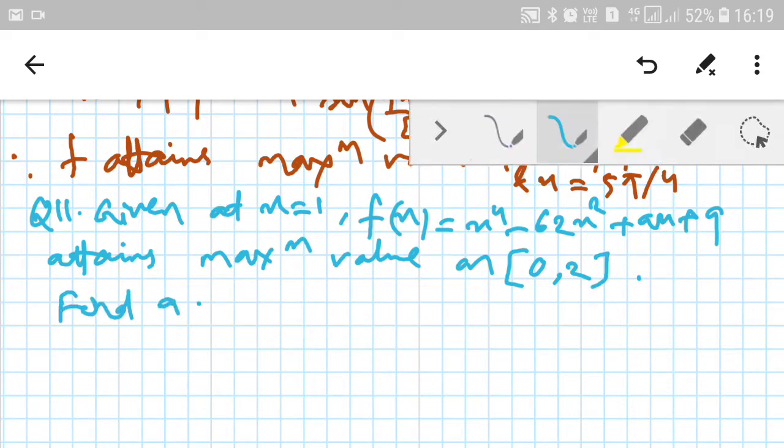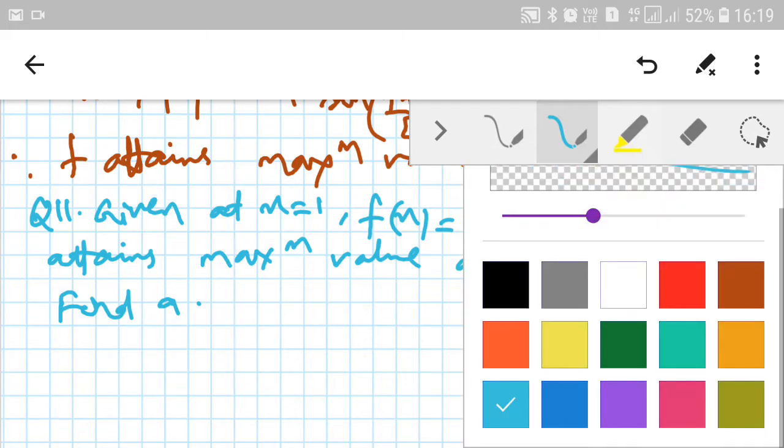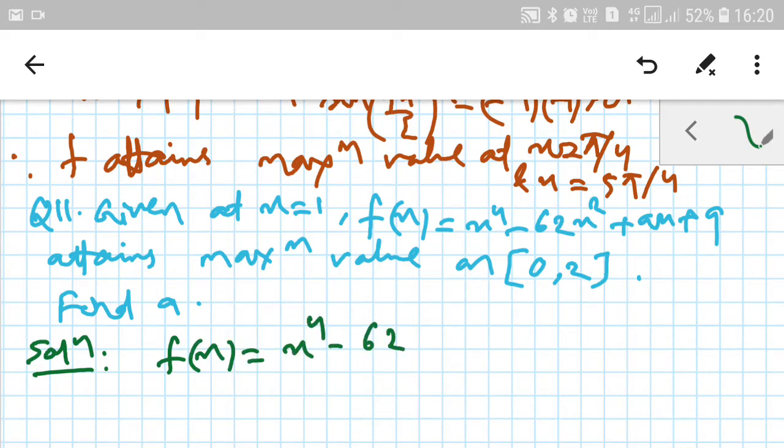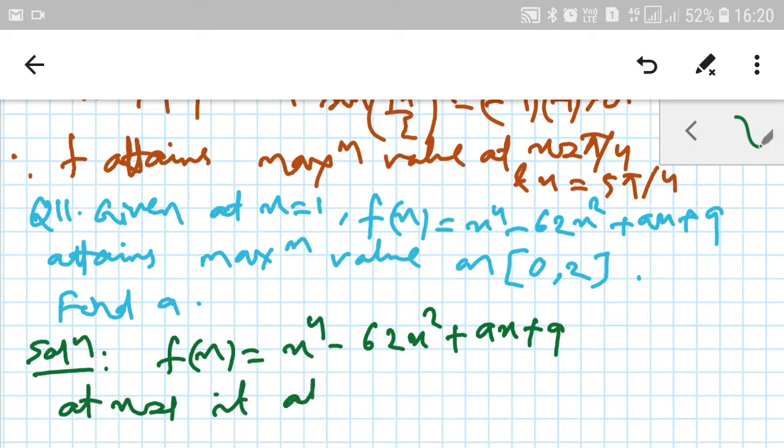Clear? Now let us solve this question. If I go on solving this question, please see. Here, it is given f of x is x to the power 4 minus 62 x square plus ax plus 9. Now at x equals 1, it attains maximum value.